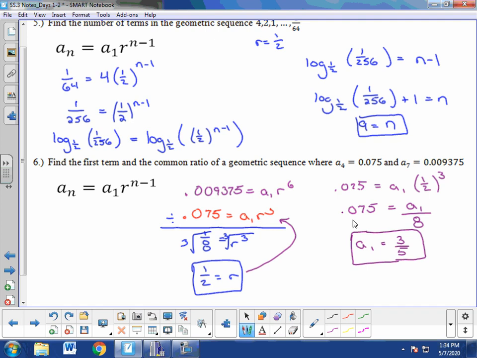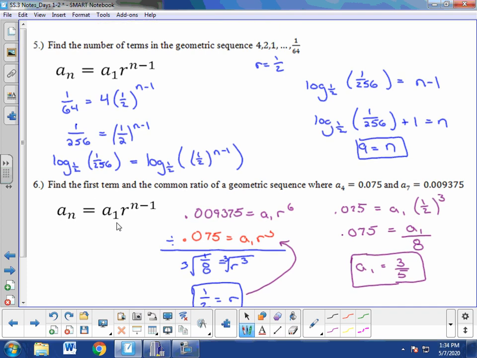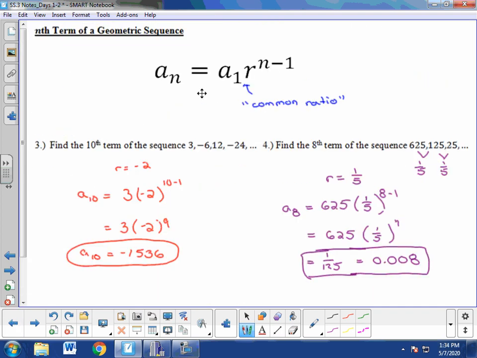So you do have the ability to check these after you find the first term and the ratio by going back and finding all those terms to see if they match. You don't have to, but you have that ability. So these are the different ways that we can use the nth term formula for a geometric sequence.